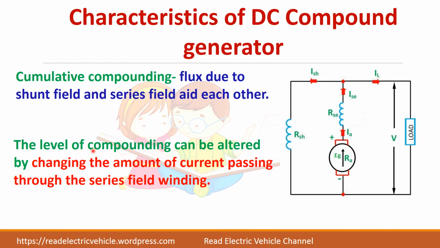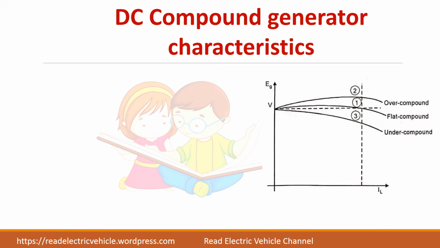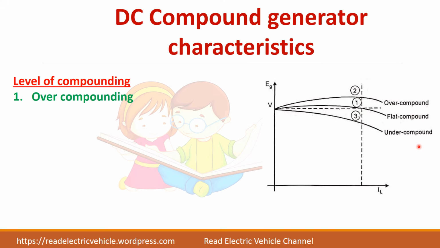Here the level of compounding can be changed by changing the amount of current passing through the field. Depending upon the level of compounding, we have three types: over compounding, flat compounding and under compounding. Here you see a dotted line is drawn. This V represents the no load voltage, that is, when the load current is 0 you have a voltage of V, and the other dotted line represents the full load voltage.